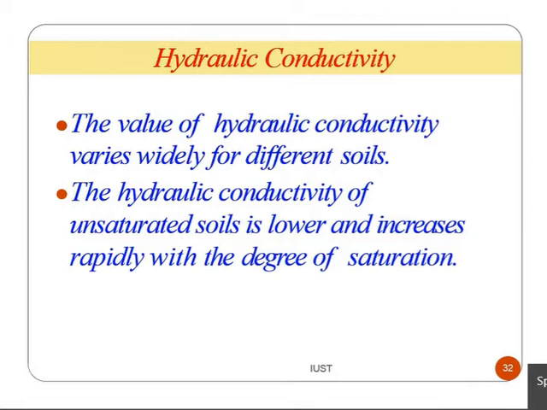Hydraulic conductivity of unsaturated soil is lower and increases rapidly with degree of saturation.